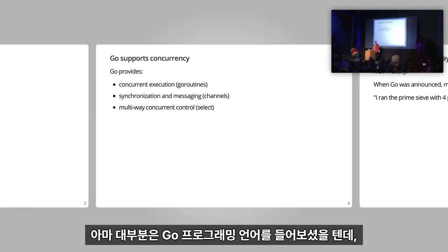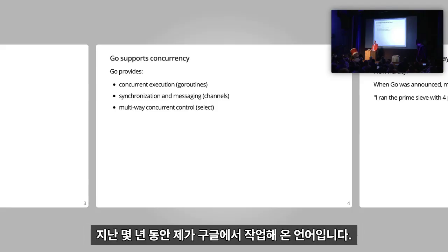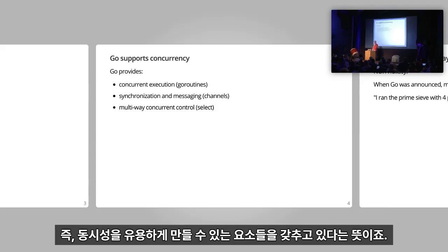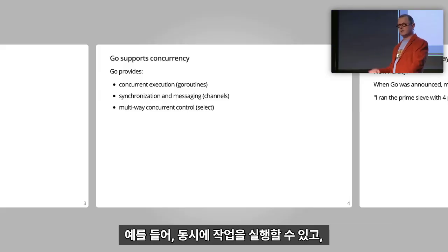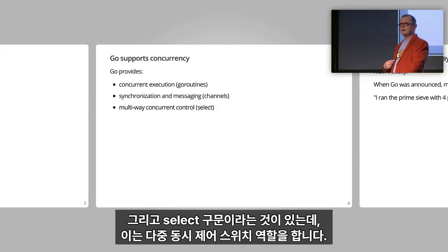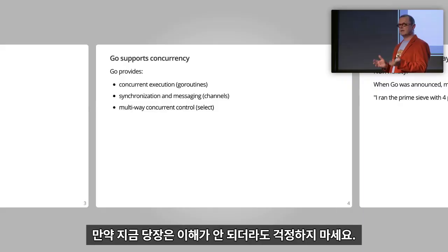Now, I'll assume that most of you have at least heard of the Go programming language, which is what I've been working on at Google the last few years. Go is a concurrent language, which means that it has some things in it that make concurrency useful. It has the ability to execute things concurrently, the ability to communicate between things that are executing concurrently, and it has this thing called a select statement, which is a multi-way concurrent control switch. If that doesn't make any sense to you yet, don't worry.